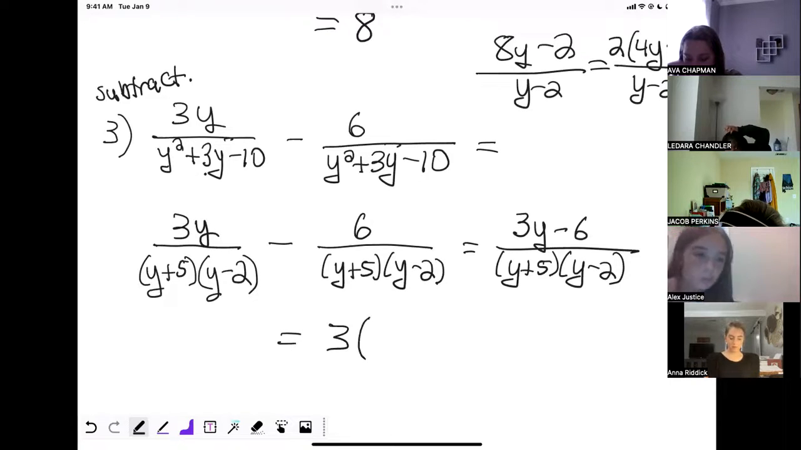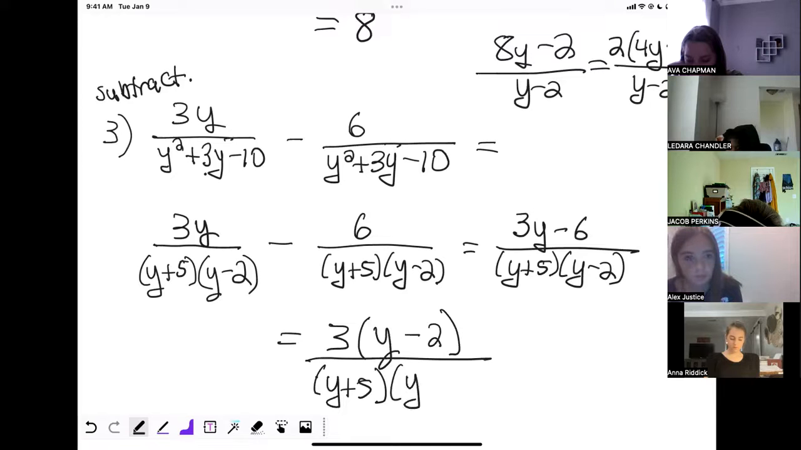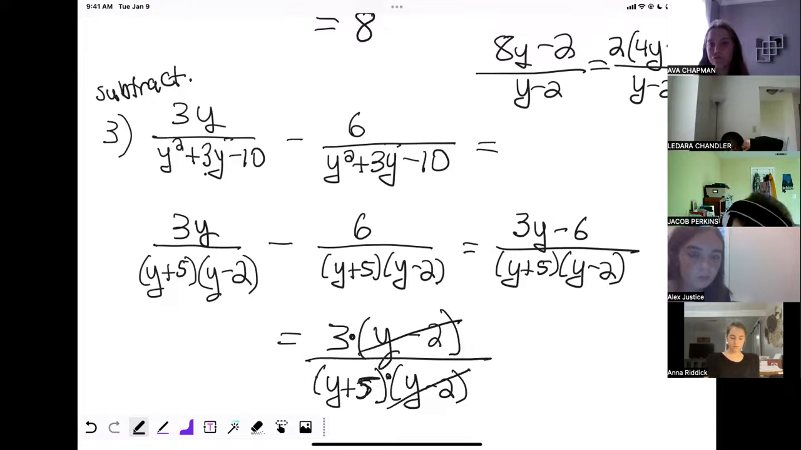So that leaves y minus 2 over y plus 5 over y minus 2. And you see why we had to factor the denominator? Because I'm multiplying and I'm multiplying, and if I'm multiplying, I can simplify. Equals 3 over y plus 5.